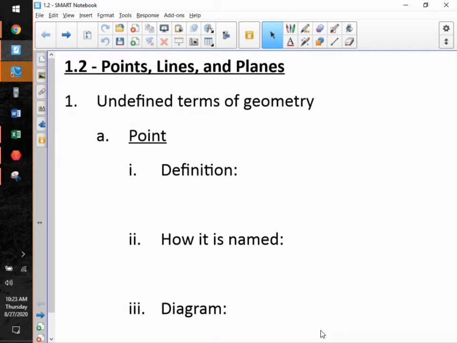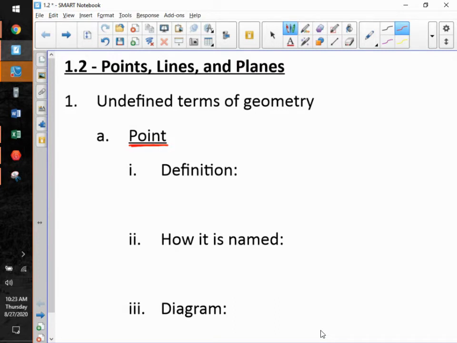It's a little bit odd that we skipped chapter 1, section 1, but the book decided to start with something that we felt would be better covered a little bit later on in the year. So 1.2 deals with what we call the building blocks of geometry, the three basic undefined terms that everything else in geometry is going to be built off of. And those three undefined terms start off with this concept right here of a point.